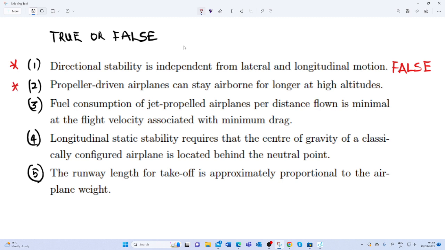Two, propeller-driven aircraft can stay airborne for longer at high altitude. Once again, a propeller-driven aircraft can stay airborne for longer at high altitude. This is false. A propeller-driven aircraft cannot stay airborne for longer, like the jet aircraft. So this is false.